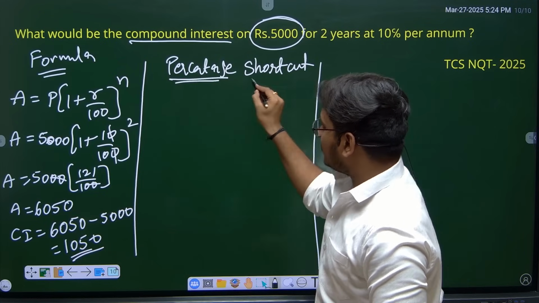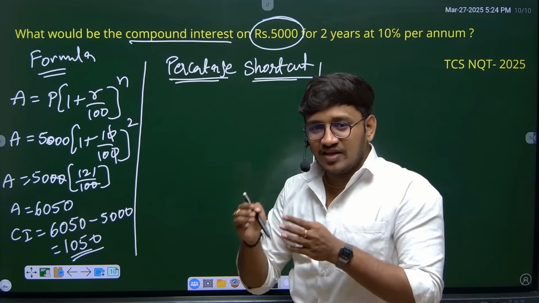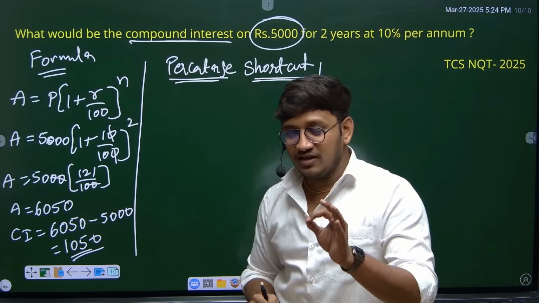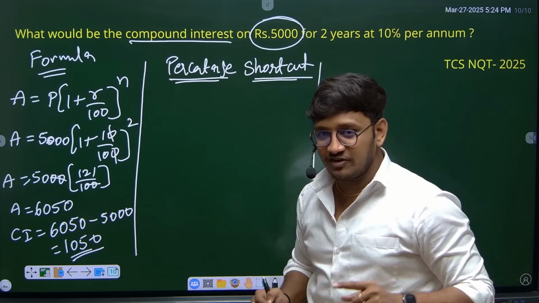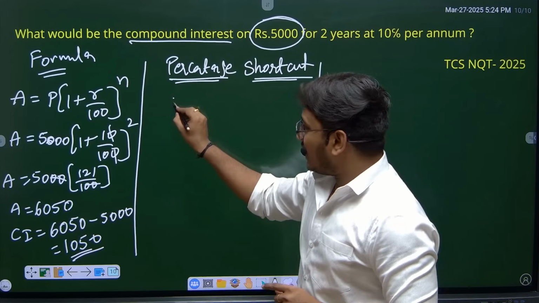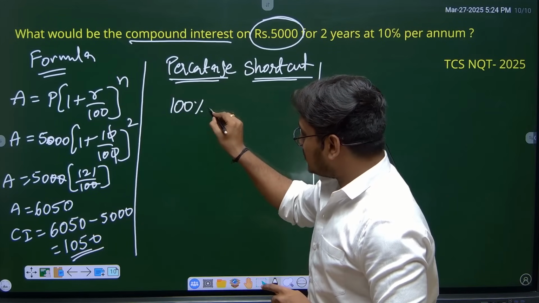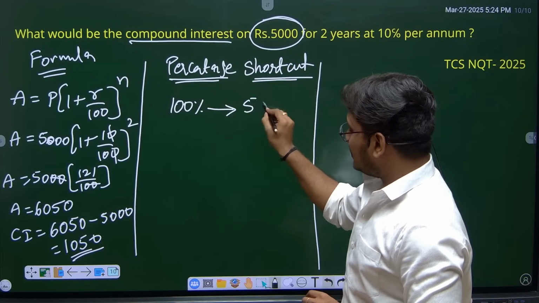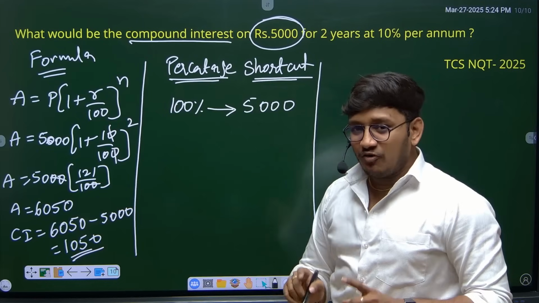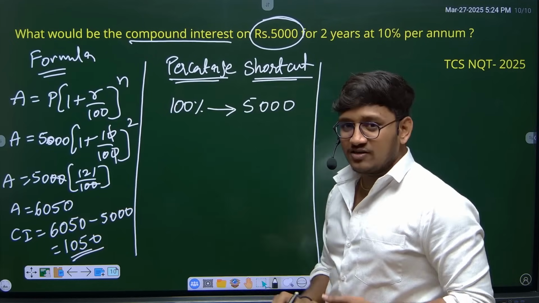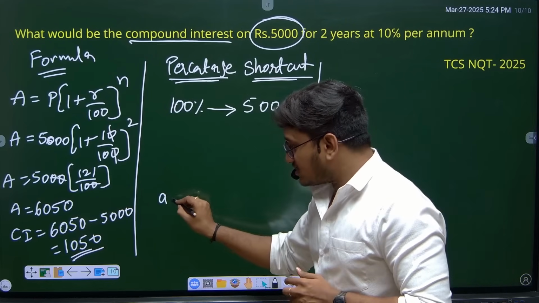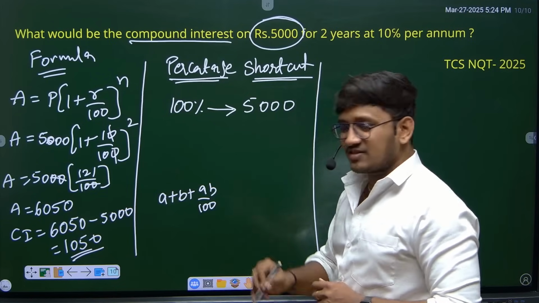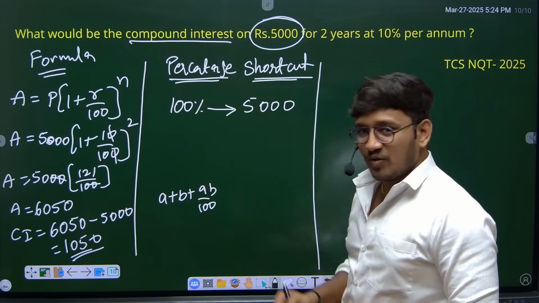Percentage shortcut. Now, how can we solve the same question by using the percentage shortcut? Always remember, we already covered this point in the previous videos. 100% will always be considered as the principal amount. So, 100% is nothing but 5,000 rupees. Now, when you want to calculate compound interest, just remember this. We already use this in percentages and profit and loss for successive increment and successive decrement: A plus B plus AB by 100.